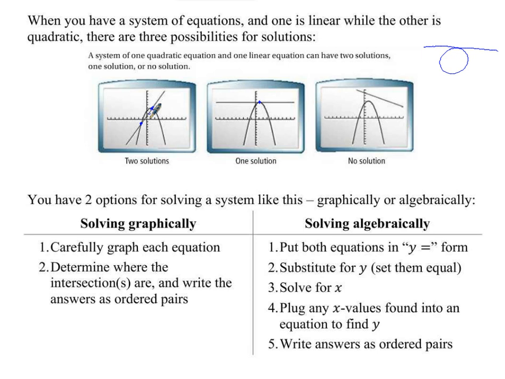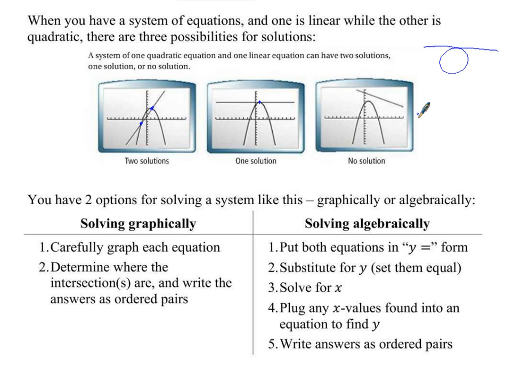Here you have a line that's cutting through. In geometry, that's called a secant. Two solutions. Here you have a tangent line to the parabola, one solution. Here you have a line that is not touching the other parabola in any way, no solution.